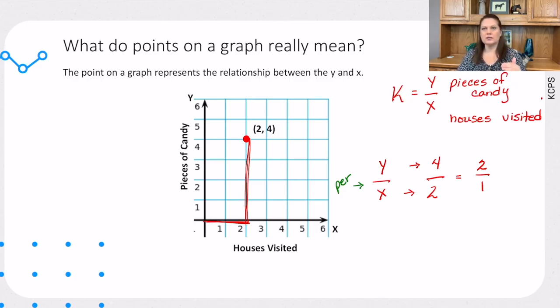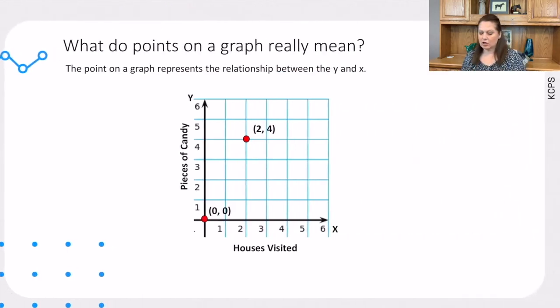So 2 pieces of candy per house, or per 1 house. However that sounds best to you, it's both mathematically correct. But most people leave out the word 1 because it's per house. You make the assumption it's automatically 1.